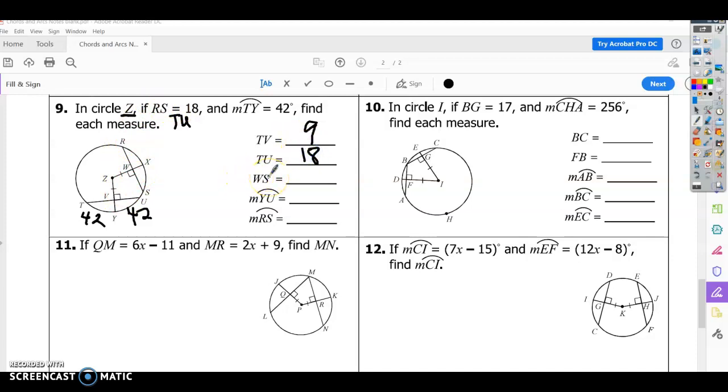And WS, here's WS, so that's half of the chord again, so that would be 9. And then the measure of YU, so we're looking for an arc measure, YU, okay, that's congruent to TY, so we know that's 42. And the measure of RS, so the measure of RS is this whole arc, so that's 42 times 2, or 84.